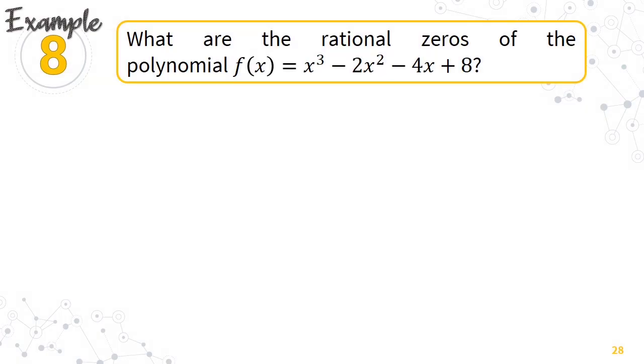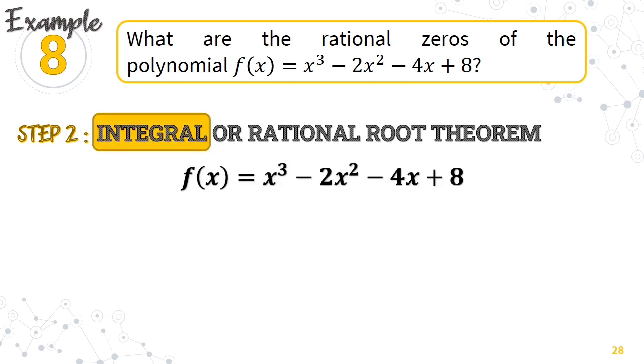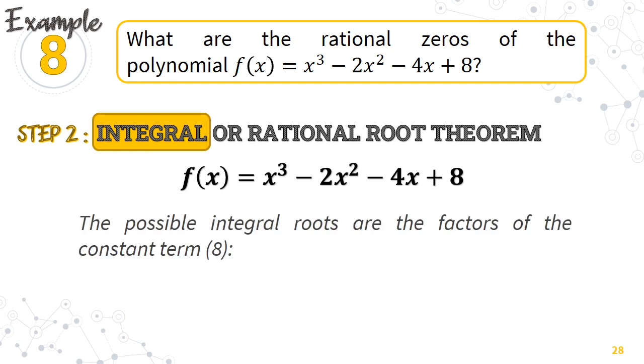In step number 2, we have to determine the possible roots using either the rational root or the integral root theorem. Since the given polynomial function has a leading coefficient of 1, we will be using the integral root theorem. And here, the possible integral roots are the factors of the constant term, which is 8, which are ±1, ±2, ±4, and ±8. So therefore, we have 8 possible integral roots for the given function.